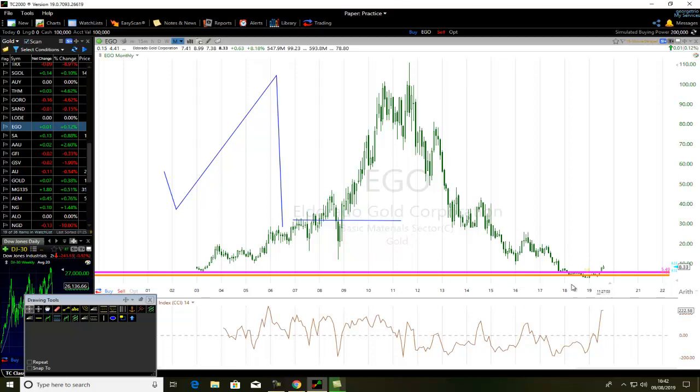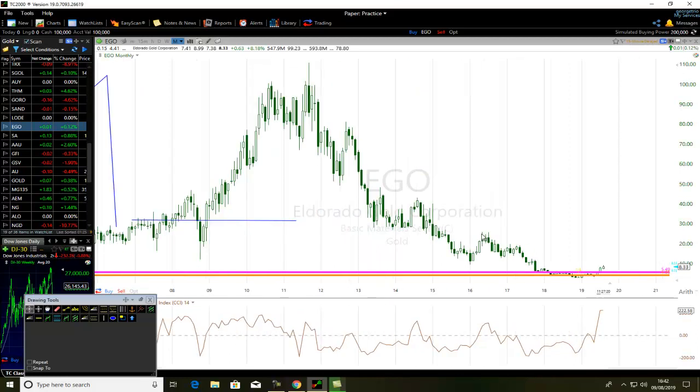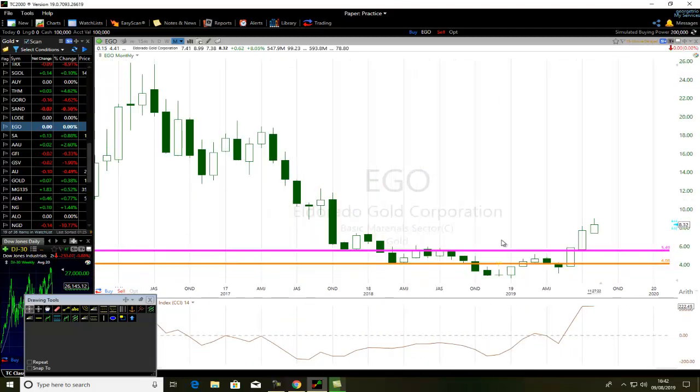So now we have those two equilibrium price levels. The long-term equilibrium price level for Eldorado Gold Corporation is $5.49. That's the pink line on the chart. The short-term equilibrium price level for Eldorado Gold is at $4.08. So now we have it, okay?